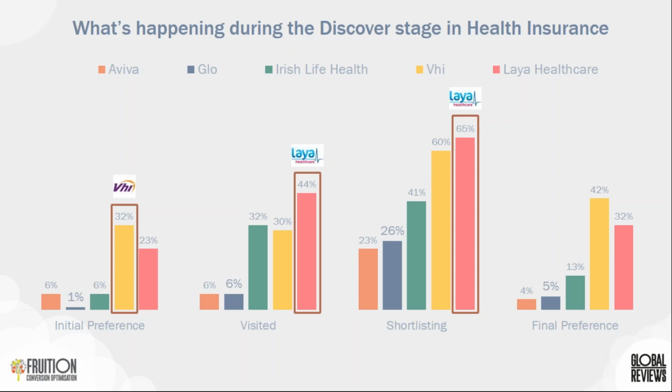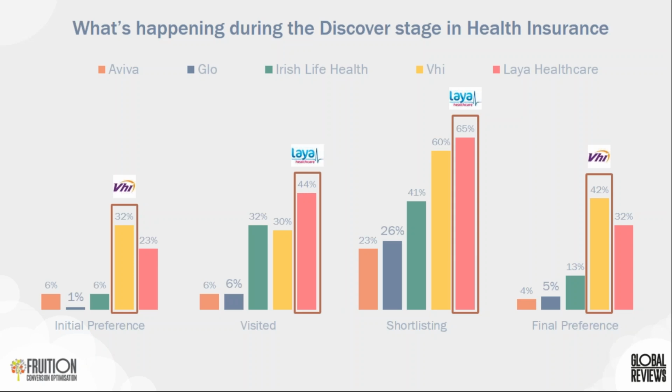And then in terms of final preference, this is out of those that you shortlisted, who would you choose as a final preference? And we can see here that VHI are really leading that way. So their lost opportunity, if you like, between the shortlisting and the final preference is lower than anyone else's.